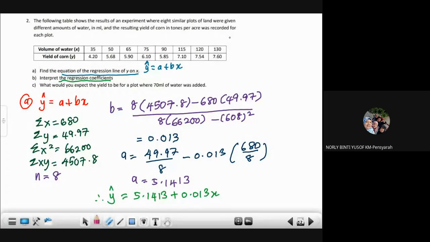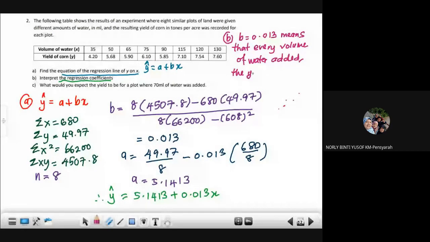You write: for B, 0.013 means that every amount of water, or every volume of water added, the yield, that is the Y variable, of corn increases by 0.013 ton per acre.